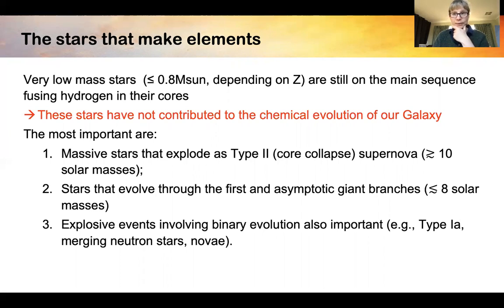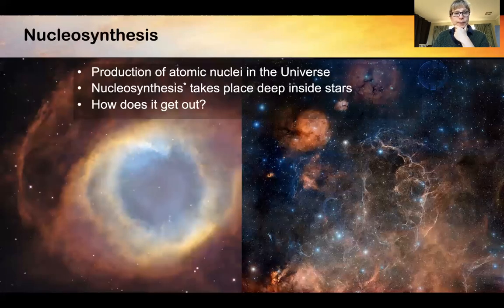In terms of the stars that are the most useful, we talk about massive stars that explode as core collapse supernovae, so type 2 supernovae. The low and intermediate mass stars that are the main focus of my lecture here, and as well explosive events involving binary evolution, such as type 1a supernovae, merging neutron stars, and novae. Okay, so obviously if you have an explosion, how you get material from inside the star into the interstellar medium is really obvious. You explode it and it gets out.